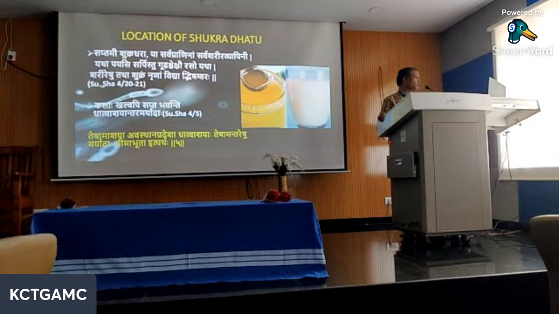Kalaha kalvapi sapta bhavanti dhatu ashaya antaramaryada. These stem cells, androgens and adrenal gland secretions are Sarvadehika Shukra, and Sthanika Shukra is the seminiferous tubules manufacturing the spermatozoa, and the seminal vesicles and prostatic urethra secreting the whitish silky fluid. Totally we are calling it rupa dravyam or retas. So Sarvadehika Shukra and Sthanika Shukra both are explained in Ayurveda.